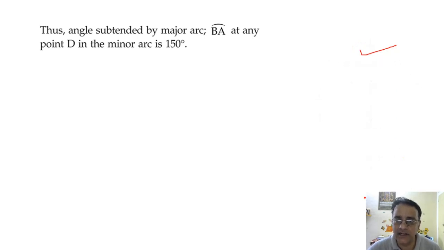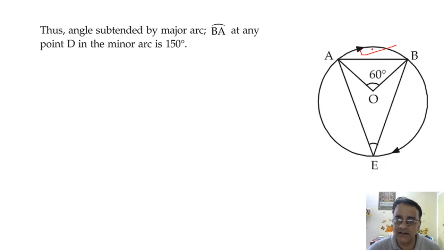Now we have to find the angle subtended by the minor arc on the major arc. Okay, so this 60 degree we already got. Now what about these two angles? Sir, equal. Equal.